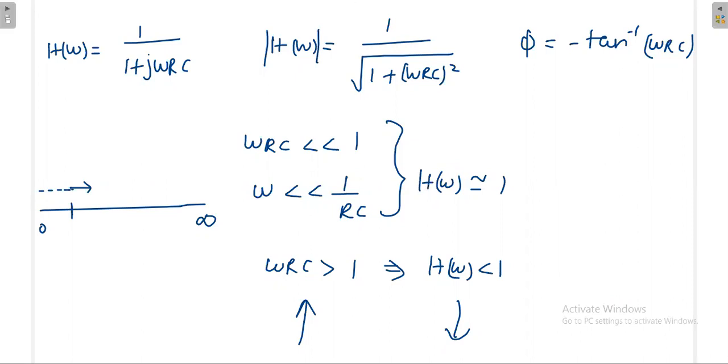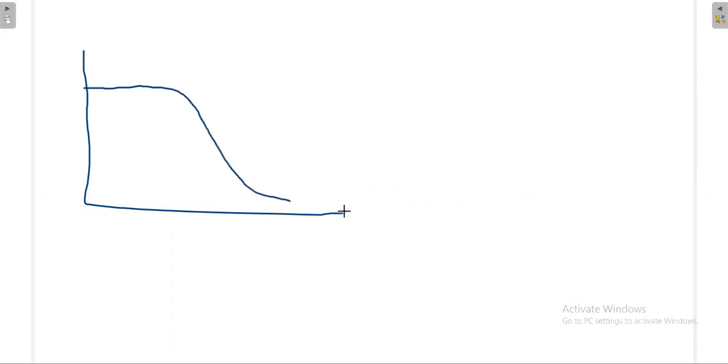So the plot will be something like this. At low frequency the gain is constant, and beyond a certain frequency the gain starts decreasing and goes to 0 like this. This is omega, and this is mod H of omega, and this value is 1. At low frequency the value is approximately 1. Once you keep increasing the frequency beyond a certain range, the gain gets reduced. Then what about the phase?